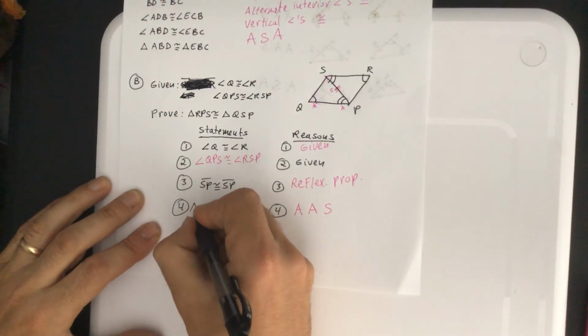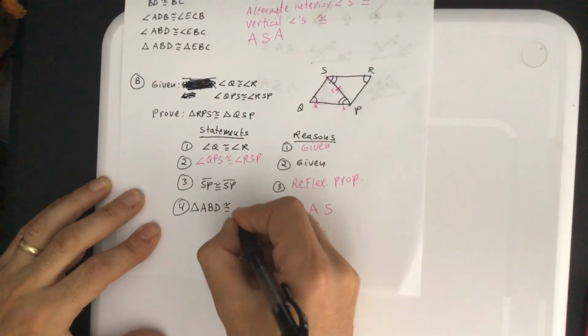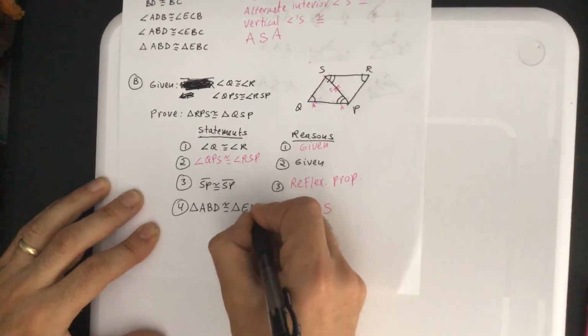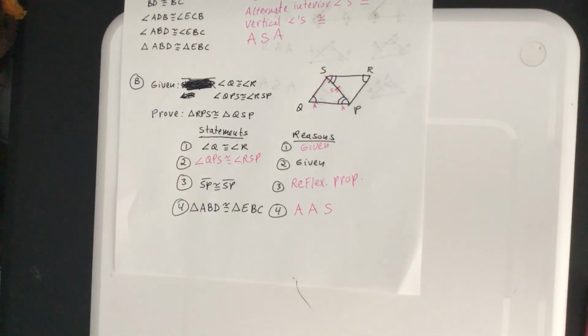So triangle RPS is congruent to triangle QSP because of angle, angle, side. Okay? Again, be careful. Do not confuse angle, side, angle with angle, angle, side. In one of them, the side is included between the two angles, and in the other, the side is not between the angles. So be careful.